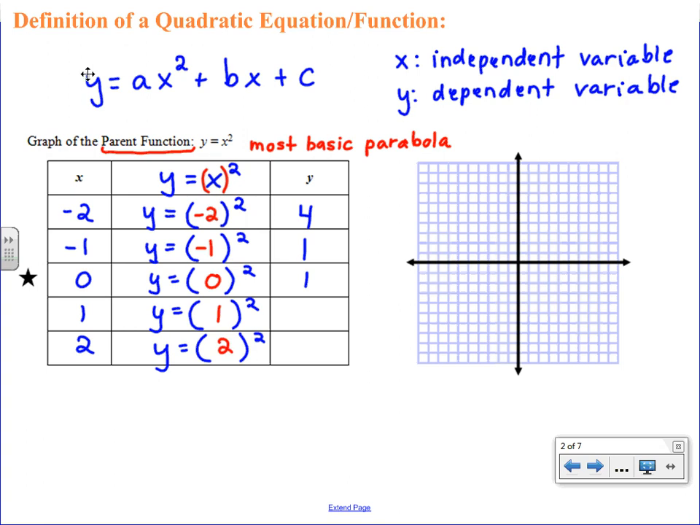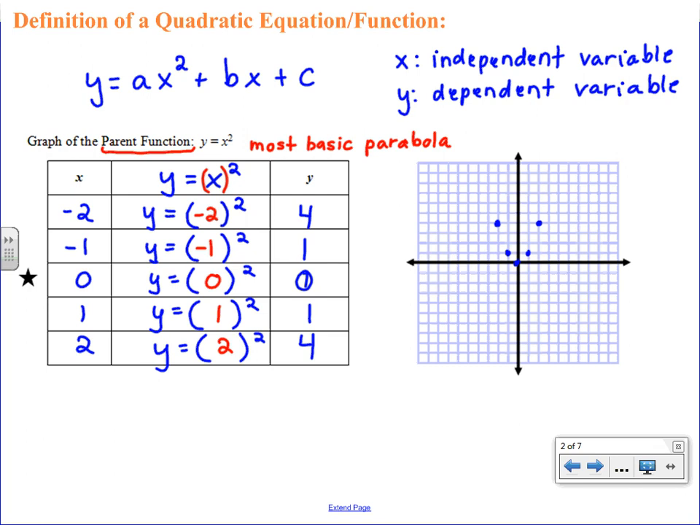1 squared is, whoops, I said 0, but I wrote 1. Sorry about that. 1 squared is 1, and then 2 squared is 4. So we're going to go ahead and plot these points. And so when I go over to my graph, I graph the point -2, 4, and then -1, 1, 0, 0, 1, 1, and 2, 4.